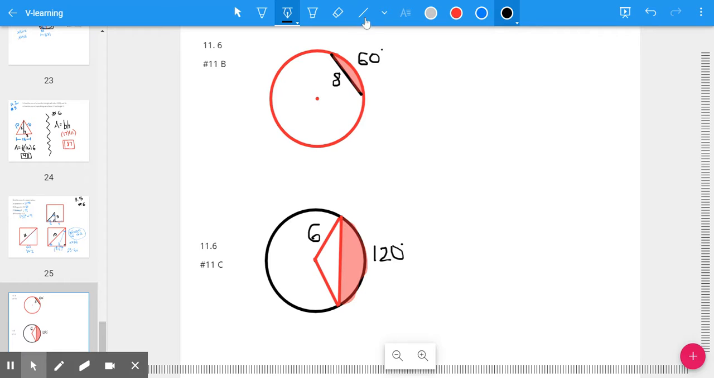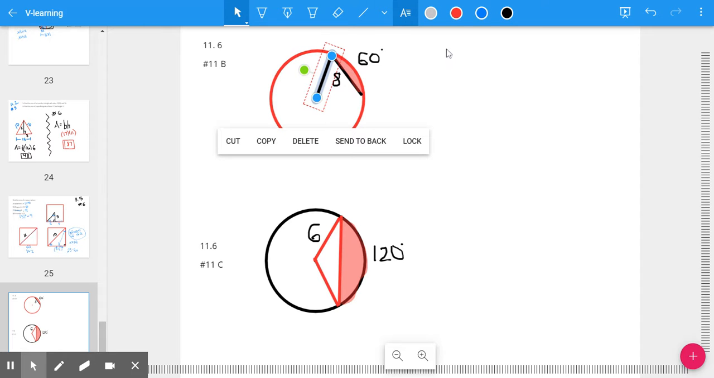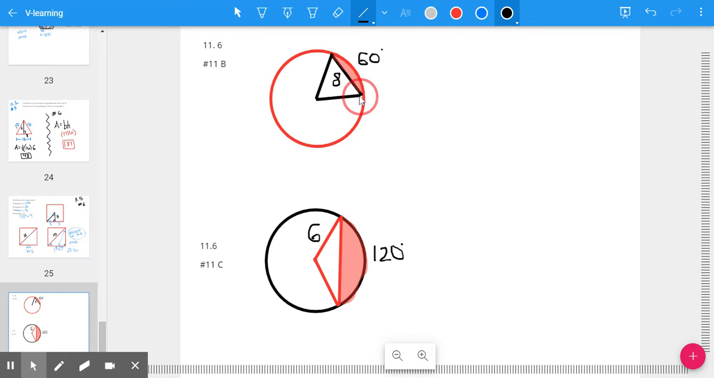The first thing we can do is finish drawing in the triangle. So from my radii, I'm going to connect my triangle. One thing you'll notice is the arc is 60 degrees, so my central angle is also going to be 60 degrees. This makes an equilateral triangle, so all of my sides are going to be 8 as well. Because the arc measures 60 degrees, the central angle is also 60 degrees.